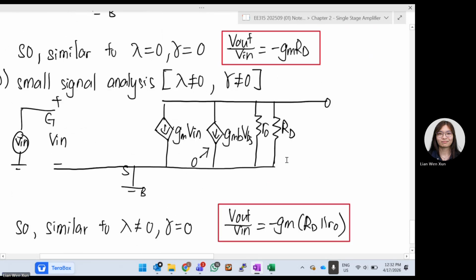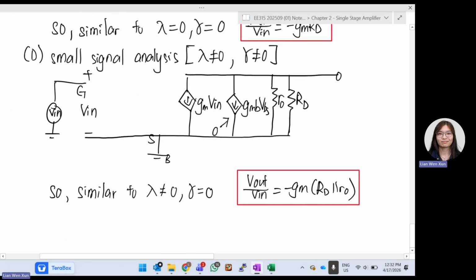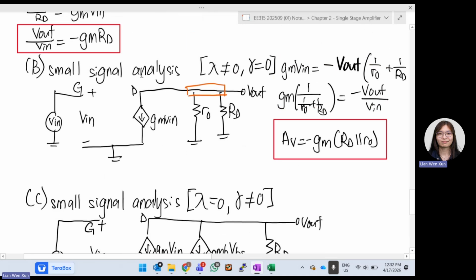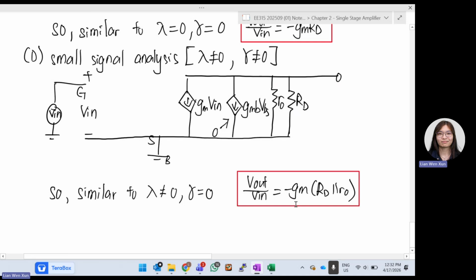And finally, our small signal analysis, if we consider everything, we consider channel length modulation, we also consider the body effect. So we need to draw everything over here. We got GMB VBS, we got R naught, we got RD, GM V in, everything. So in this case, this is still 0, right? GMB VBS is still 0. So it looks like the second case, the one where we only consider channel length modulation. So now your gain will be negative GM, RD parallel with R naught.